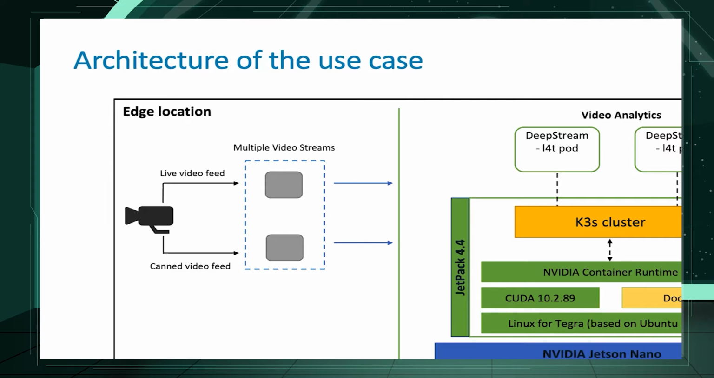Then we have deployed a K3s cluster. But before that, we have to use the NVIDIA Container Runtime. NVIDIA introduced that with JetPack 4.2, and it's a container runtime that can take advantage of the GPUs that are part of the Jetson family of products. And eventually we have the DeepStream L4T containers deployed as pods on these K3s clusters, and we'll see the live demo on how that's done.